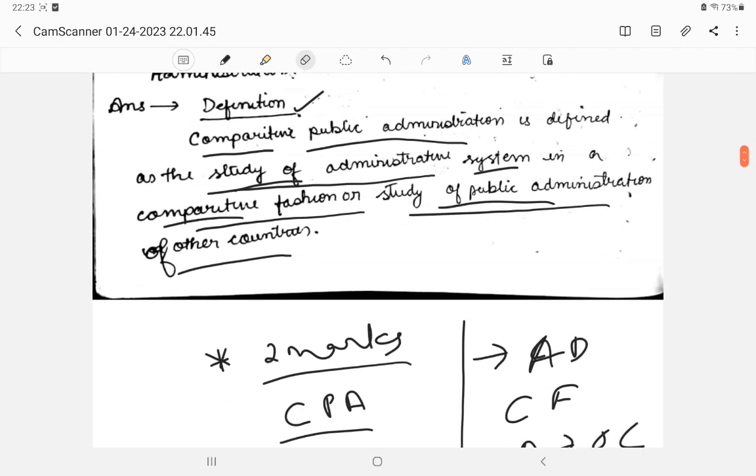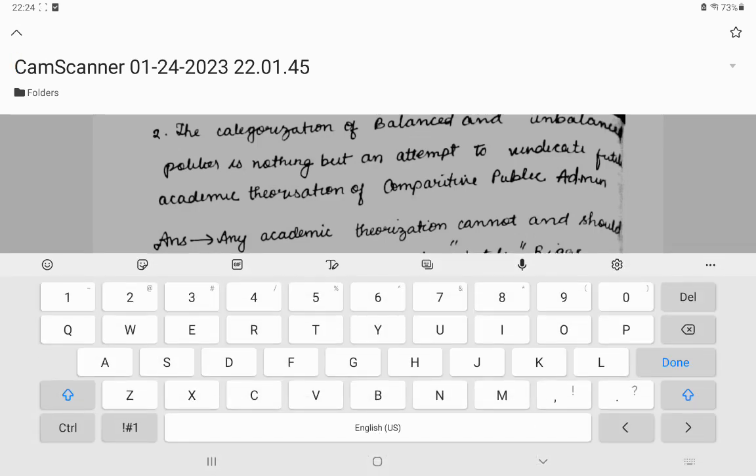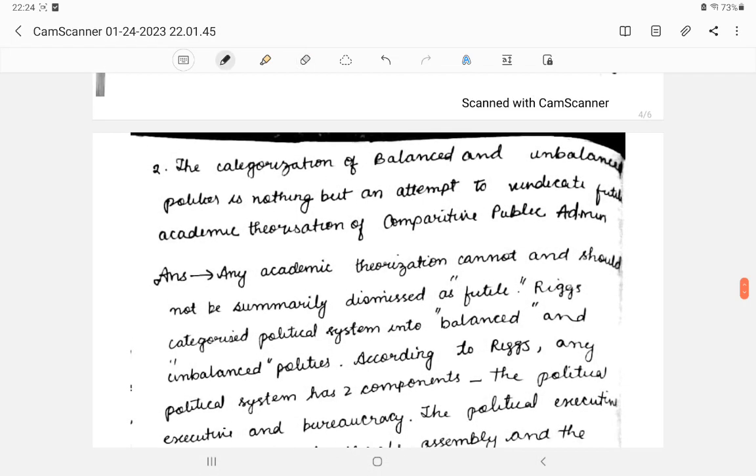So try to understand the question. Categorization means putting things into separate categories, for example fruits and vegetables, each kept separately. So the question says that the categorization of balanced and unbalanced polity is nothing but an attempt to vindicate futile academic theorization of comparative public administration. Keeping balanced and unbalanced polity in different categories, the question claims, is a futile exercise in comparative public administration.